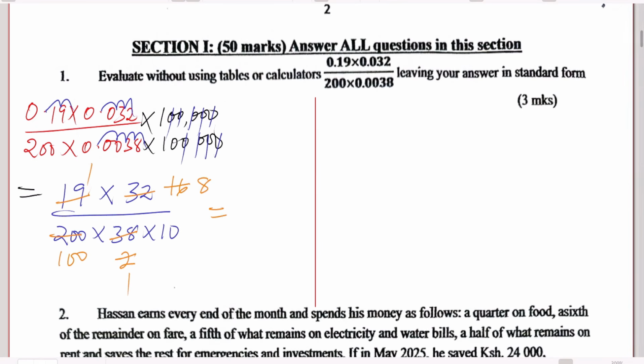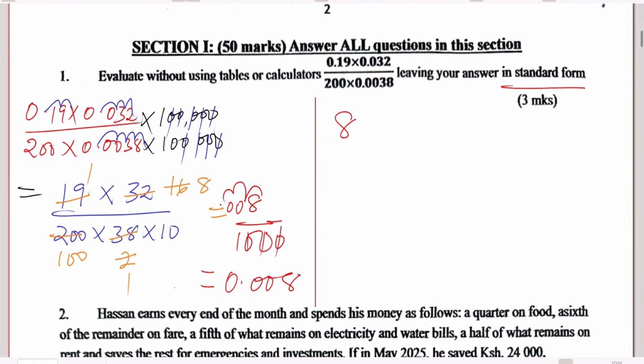So from there you now have in the numerator 1 times 8, you have 8. The denominator you have 100 times 10, which will give 1000. So 8 divided by 1000, you'll get 0.008. So that is the answer. You're supposed to write the answer in standard form. So write 0.008 in standard form: 8 times 10 raised to power negative 3.